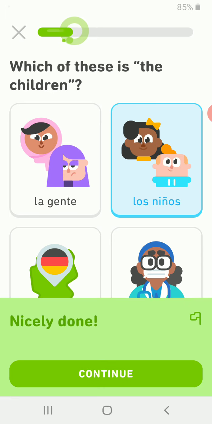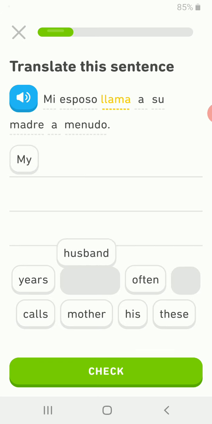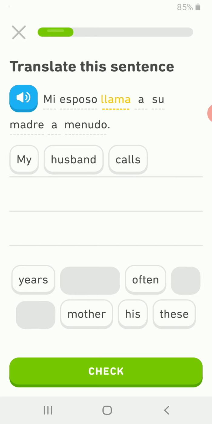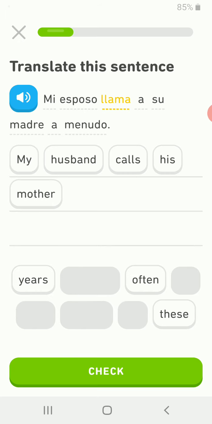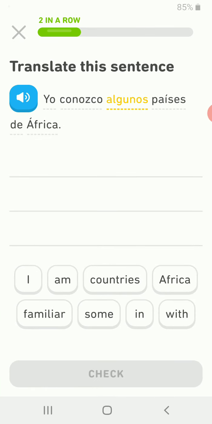Los niños. Mi esposo llama a su madre a menudo. A menudo is often, if you remember. Mi esposo, my husband. Llama, it's to call. Calls. So, llamar. Mi esposo llama a su madre. Calls his mother often.